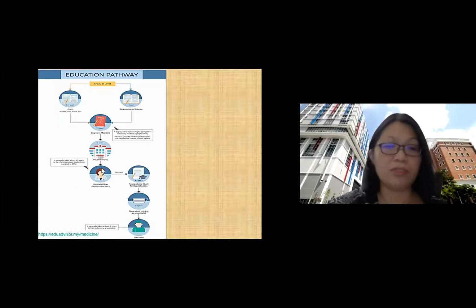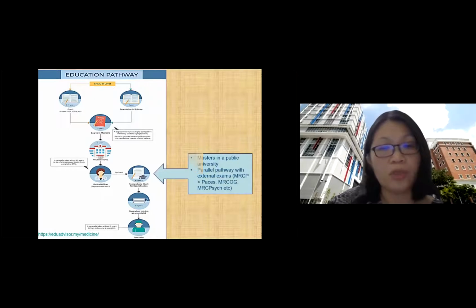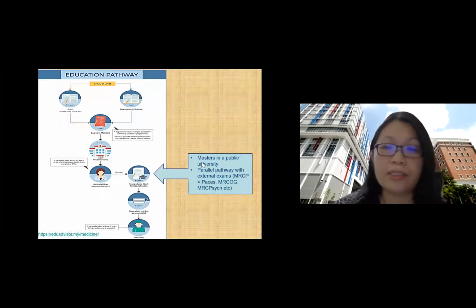As a medical officer, the medical graduate at this point has the option to further their study at postgraduate level in different areas. There are 2 paths here for our medical graduates to continue their postgraduate study. Either they can study a master's in a public university, or at the same time do a parallel pathway with the external exam. Usually the postgraduate study for specialization in Malaysia takes about 4 to 5 years to finish the whole course.